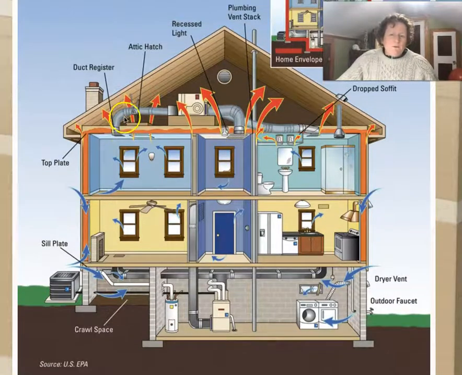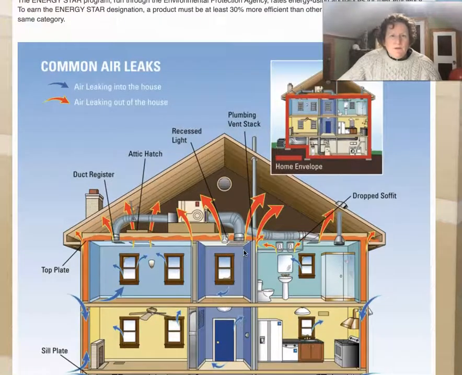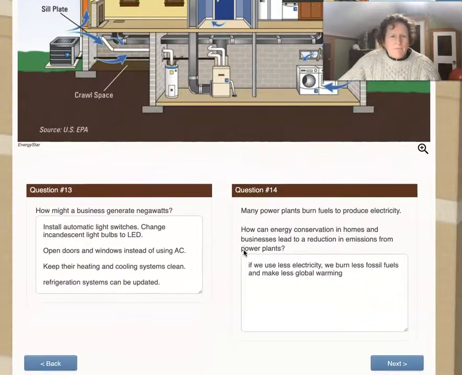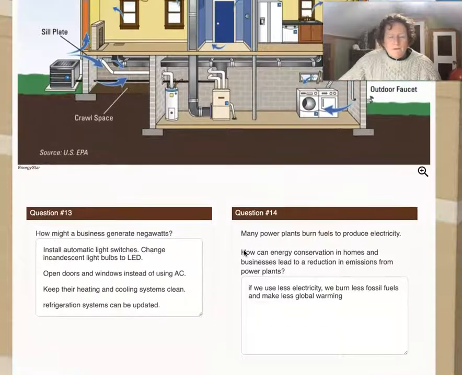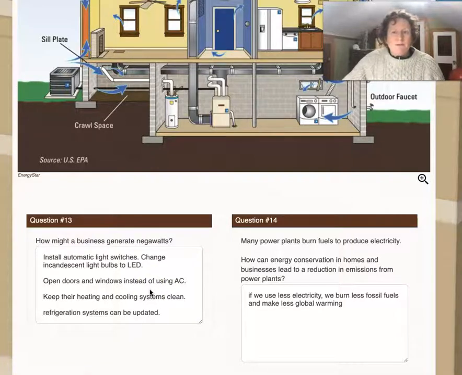One thing you can do to save energy in your house is make sure everything is insulated. On the bottoms of doors, you can put weather stripping. That was in the video on the previous page. And here are some ideas about how a business might generate negawatts. You can come up with more ideas. If your parents have a business or you know someone with a business, you could ask them for more ideas.